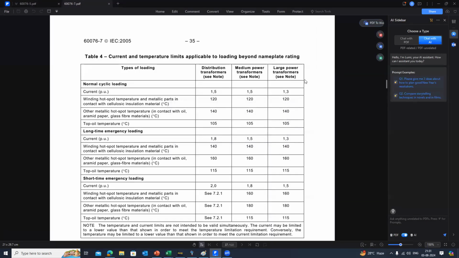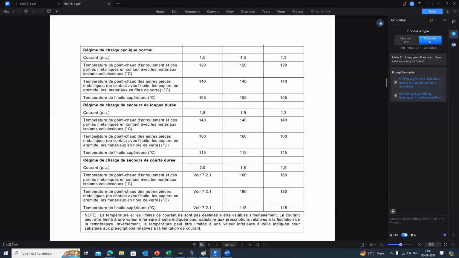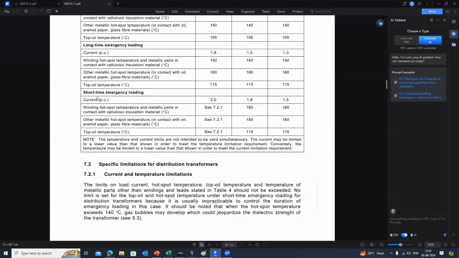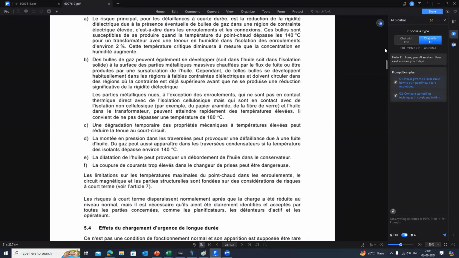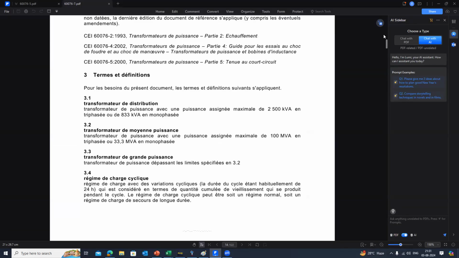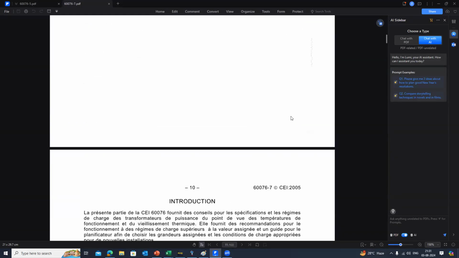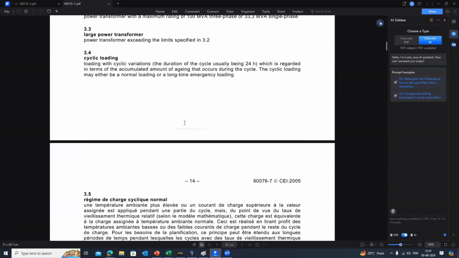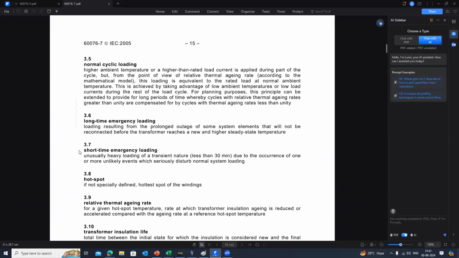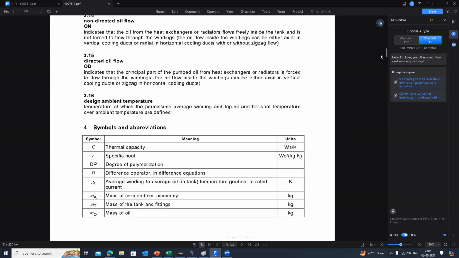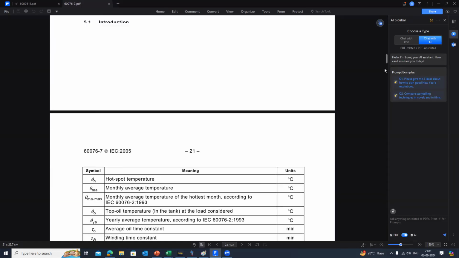I think this document is not searchable, but somewhere in the document you can refer. This short-term emergency is for 30 minutes. They may have defined it somewhere upstream, probably in the definitions. Cyclic loading. Yes, if you see here, the short-term is the emergency loading, that is unusually heavy loading of a transient nature, less than 30 minutes. So that means the short-term emergency rating is for 30 minutes.